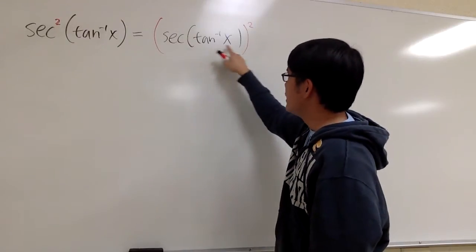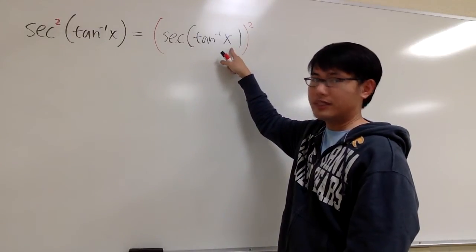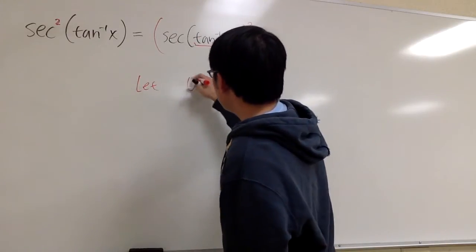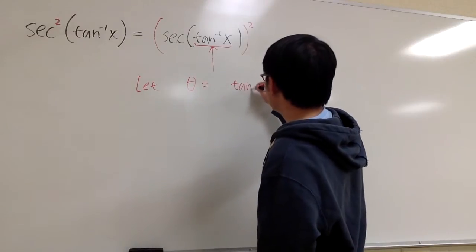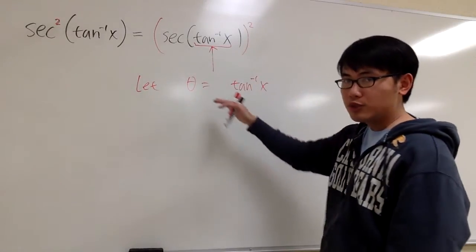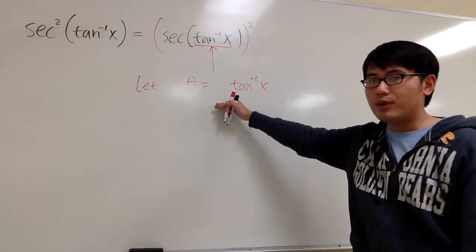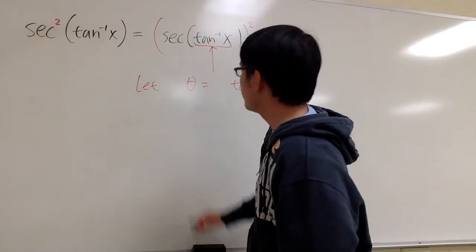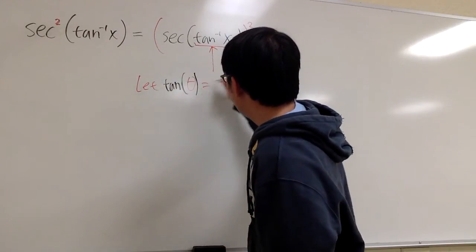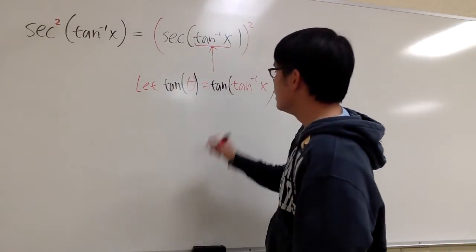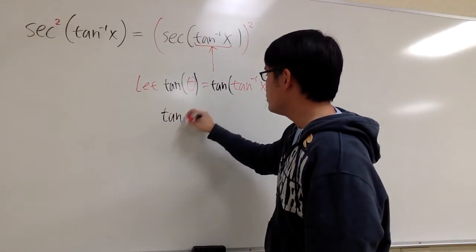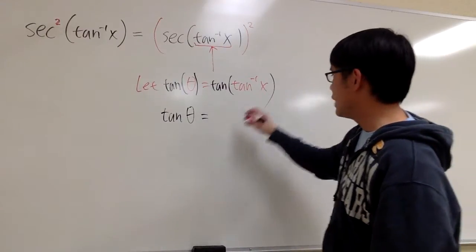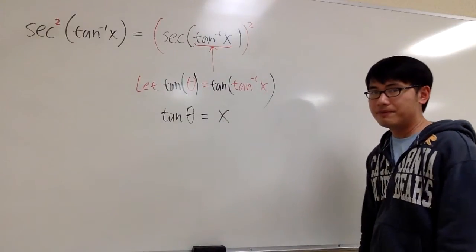As usual, inverse tangent x represents an angle, so I'll begin with that. I can say theta equals the inverse tangent x. Once we have this equation, I can apply the original tangent on both sides. I will take tangent right here, and I will take tangent right here. And here, I will just get tangent theta equals x, since the original and the inverse cancel each other out.